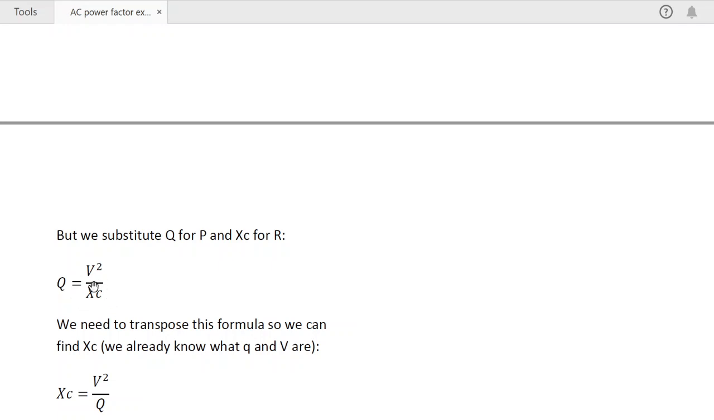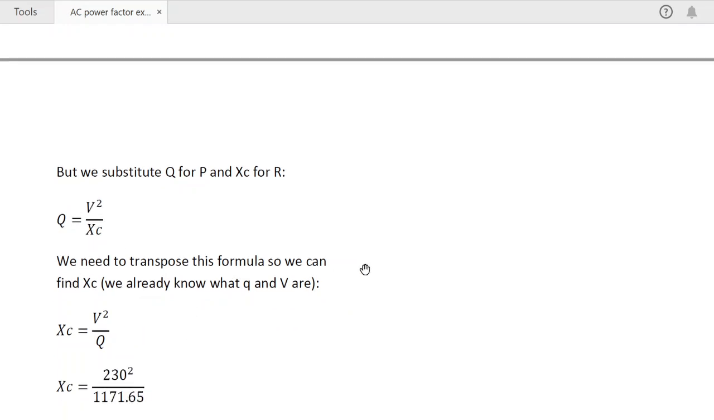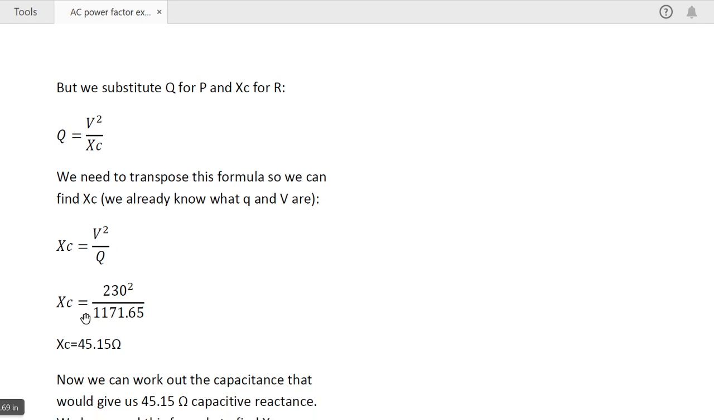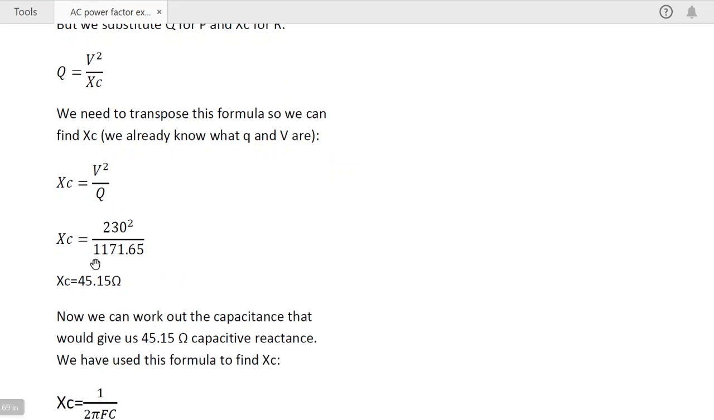Instead of power equals V squared over resistance, it's going to be reactive power equals V squared over capacitive reactance. That's all well and good, but we're actually trying to work out the XC. We know the Q, we know the V squared, we don't know XC, so we need to transpose this formula so we can find out what XC is. If we transpose the formula, we'll find that XC equals V squared over Q. And our V squared is 230 squared divided by 1171.65. That's our Q that we worked out earlier, our required Q of our capacitor. So that gives us a value for XC of 45.15 ohms.